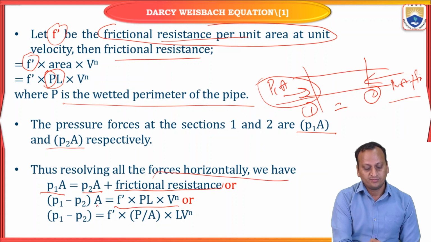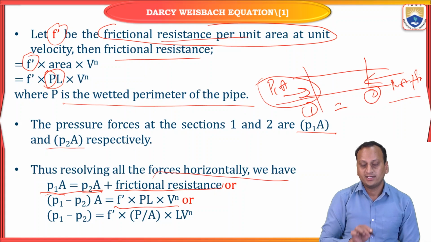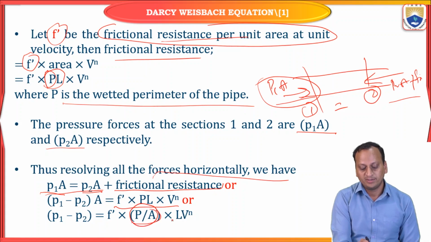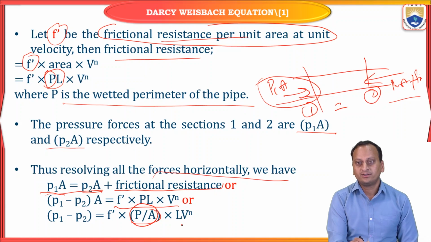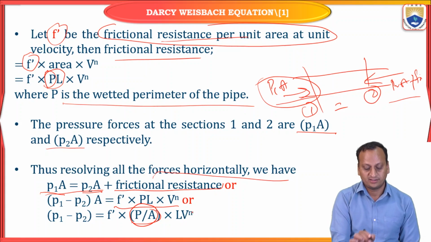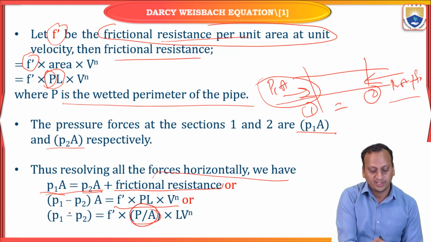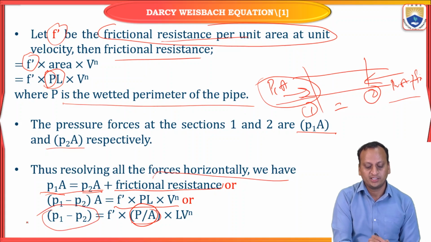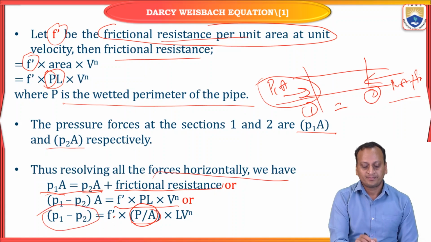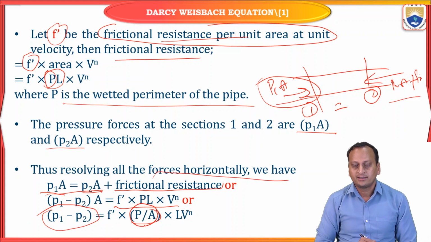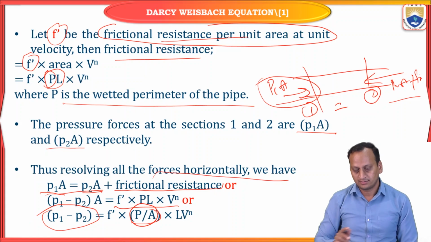So from this we can write (P1 minus P2) into A is equal to f dash into PL into V power n, or P1 minus P2 is equal to f dash into P by A into L into V power n. So we can write like this. Now we are determining only the difference of pressure. Therefore, it becomes f dash P by A L V power n.